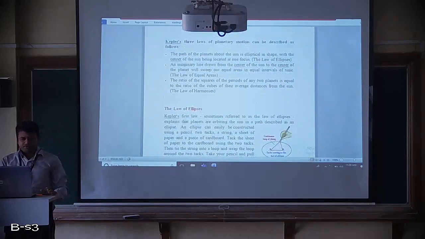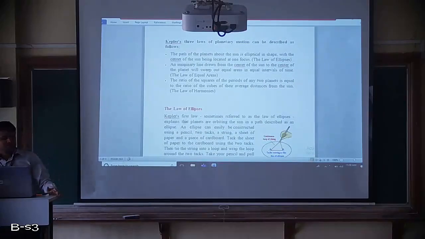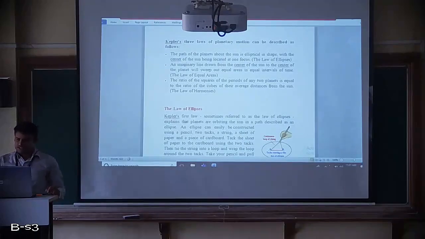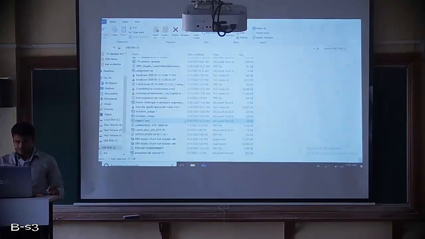These can be used in space, especially for orbits and trajectories. So Kepler's laws can be applicable there. Next we will talk about Earth orbit trajectories. Earth orbit trajectory is what we'll see.